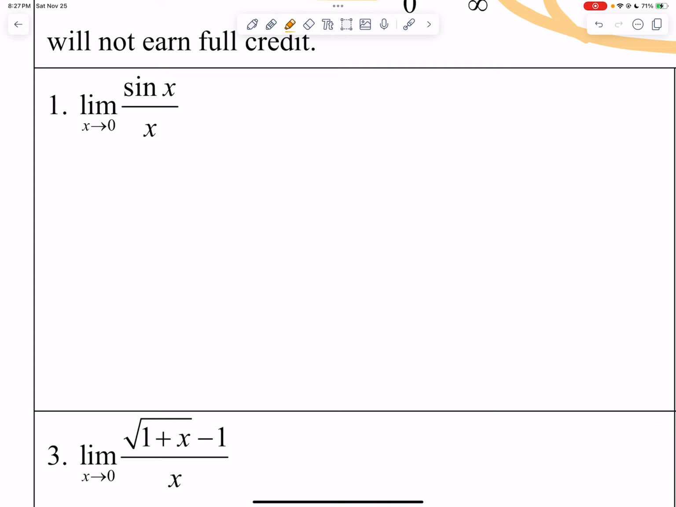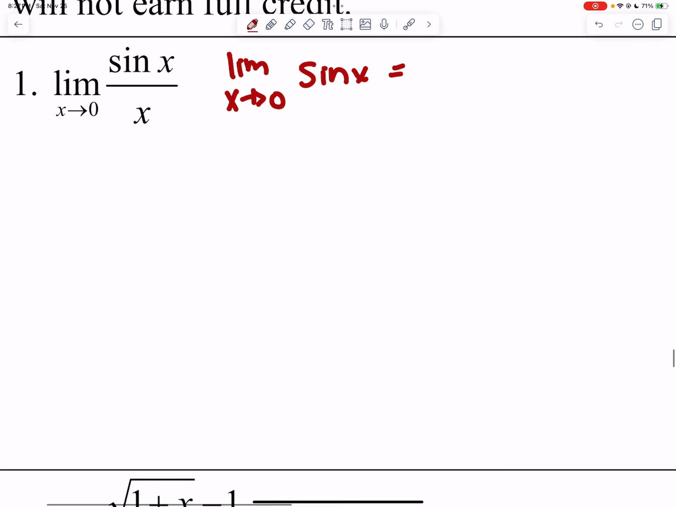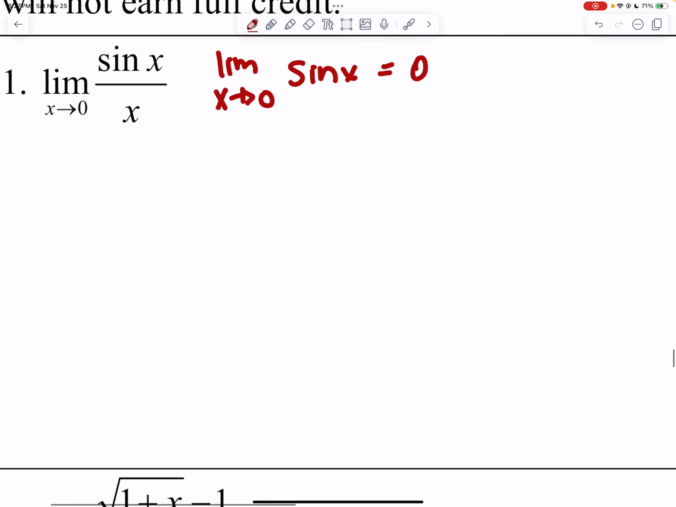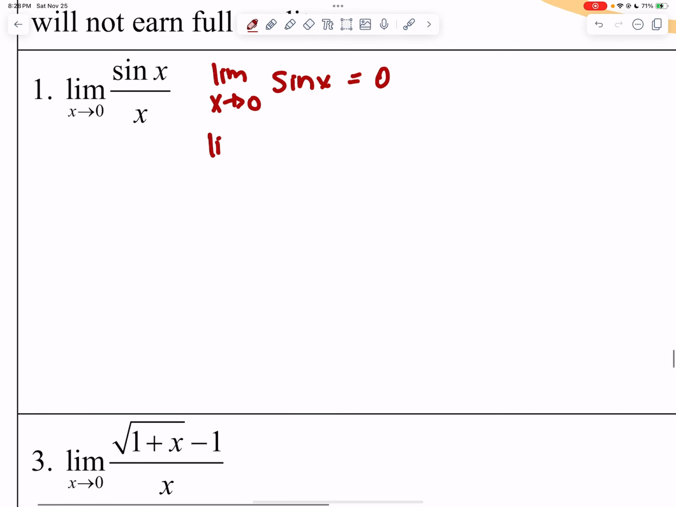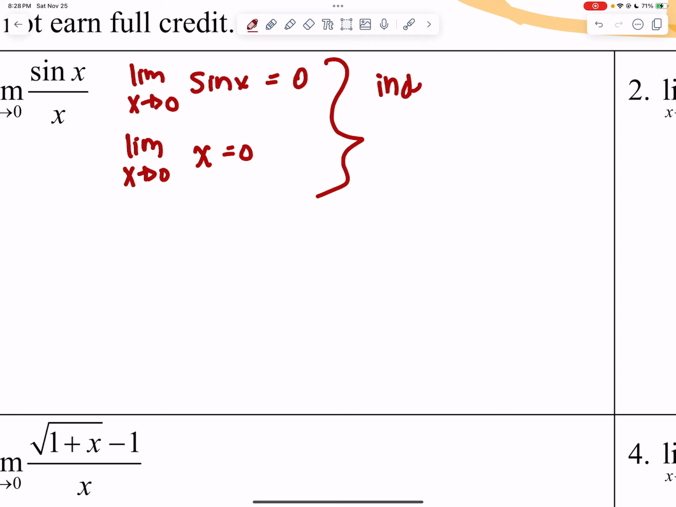Number one, hopefully you already know what this limit is, because back in pre-calc and back in the very first unit, we talked about how this limit was one using a table and using graphs. So now we are going to see how we could do it algebraically in terms of L'Hopital's. So what I'm going to do first is take the limit of the numerator. The limit of sine of x as x approaches 0 is going to be 0. And then I'm going to take the limit of the denominator, and that's 0. Since we have 0 over 0, this is indeterminate form.